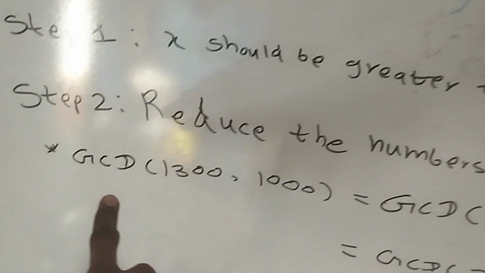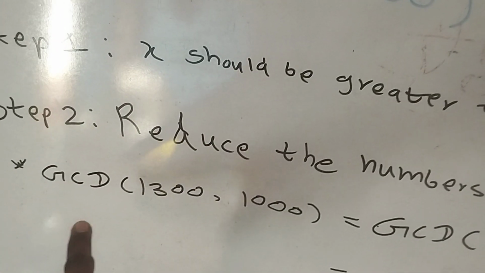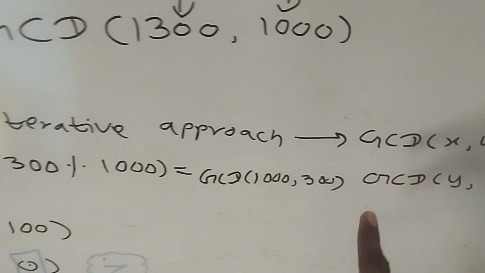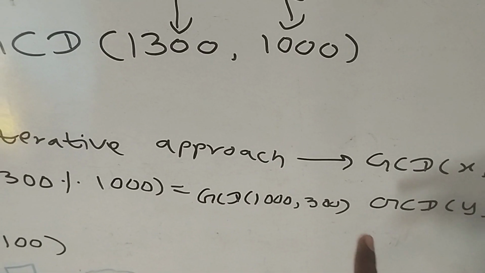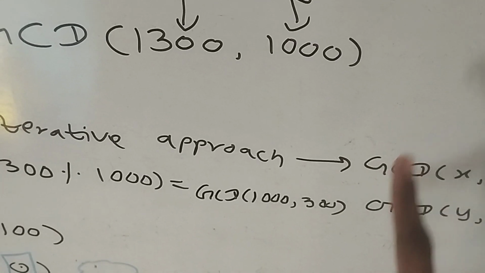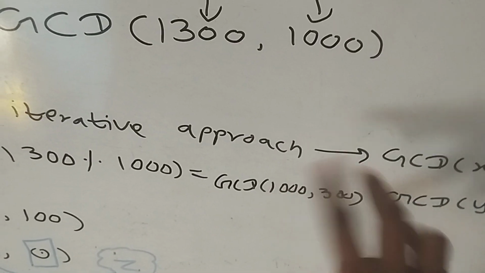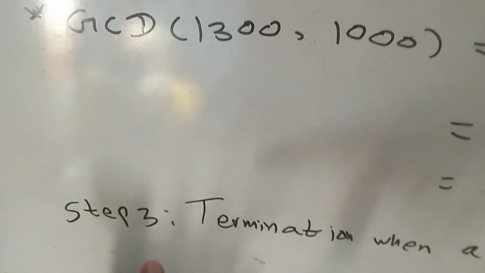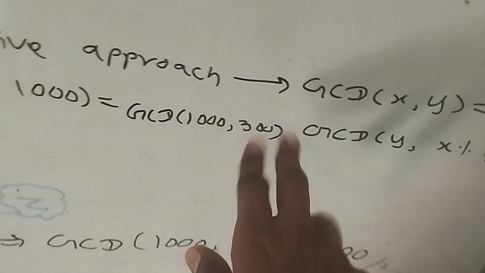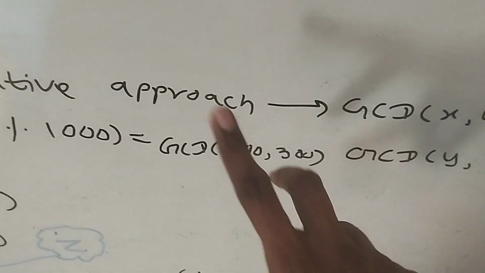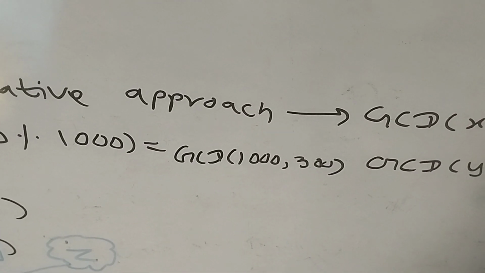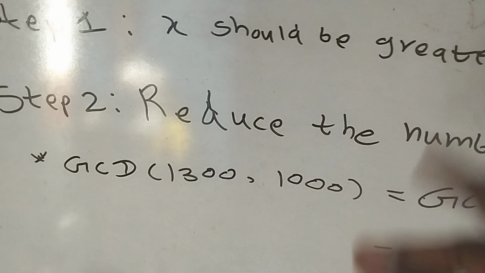So using this iterative approach, for the first iteration the GCD of 1300 and 1000 will be the GCD of 1000 comma 300. If you observe, both of the numbers are not 0, because that's going to be our third step: we have to check whether any of the numbers is 0 or not. Here both the numbers 1000 and 300 are not 0, so we'll continue the iterative approach.